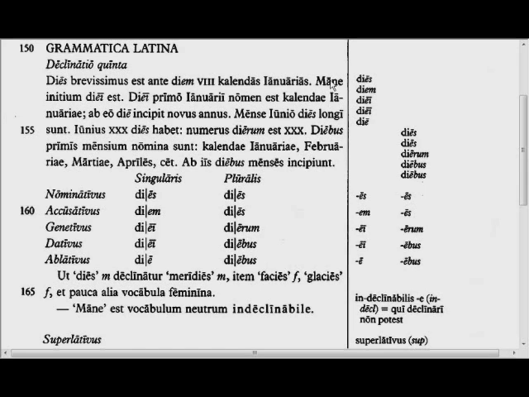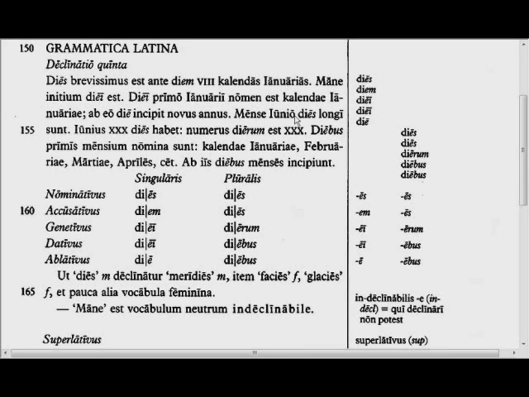Mane, in the morning. The morning is the beginning of the day. There's the genitive. To the first day of January, the name is the calends of January. And so here's the dative form. The name to the first day of January. From that day begins the new year.